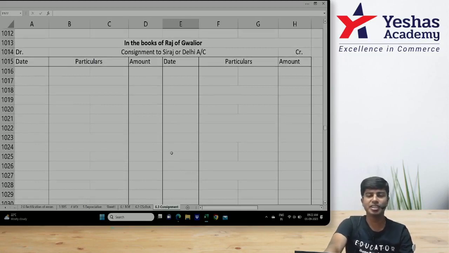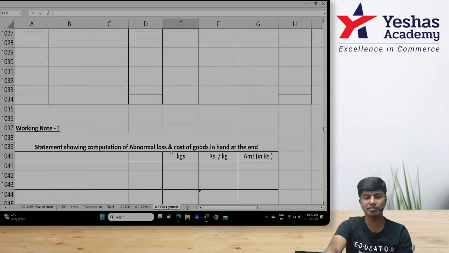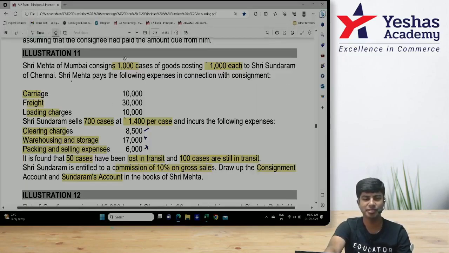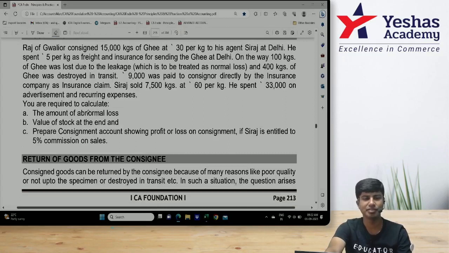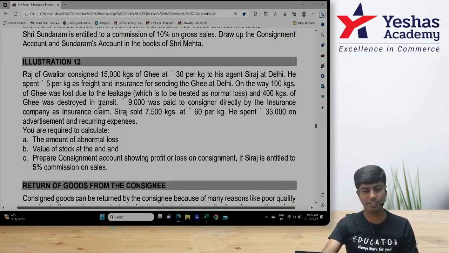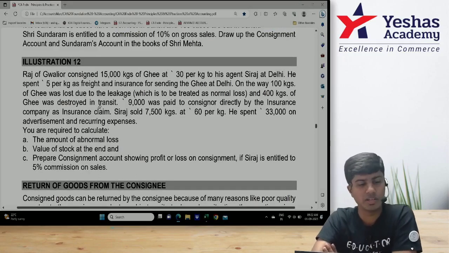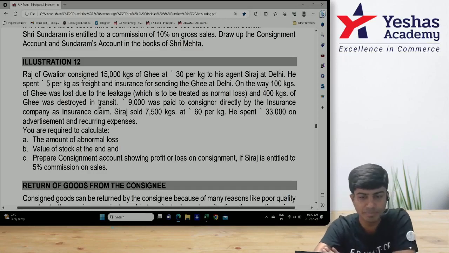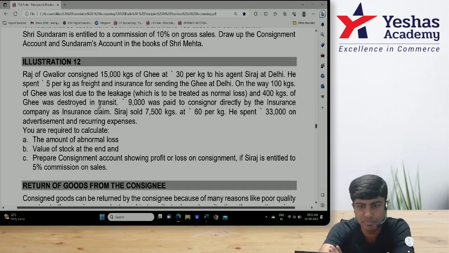Consignment. Illustration number 12. Raj of Gwalior consigned 15,000 kgs of ghee at 50 rupees per kg. Sorry, 30 rupees per kg, to his agent, Siraj of Delhi.